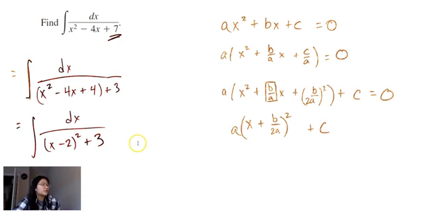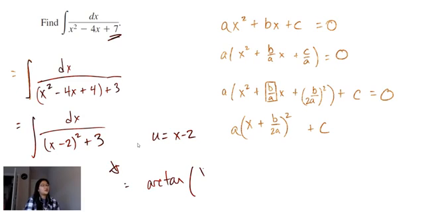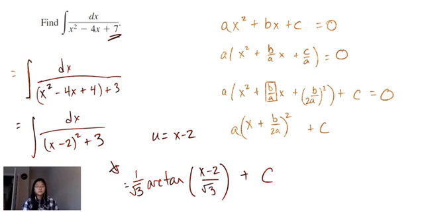And then we can make one of these a u, probably the x minus 2. And then this is just arctan. So that gives us arctan of x minus 2 over root 3. And then I think, do we need to multiply by 1 over root 3? Yeah, I think we do. Yeah, 1 over root 3. Oh, plus c. And there we go.